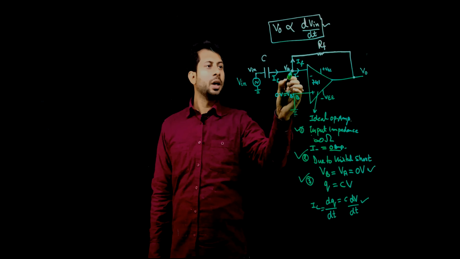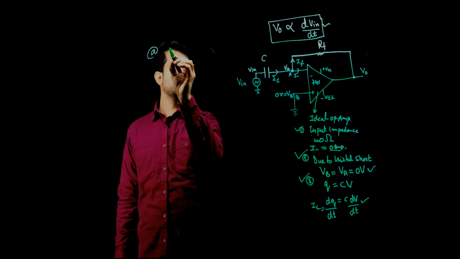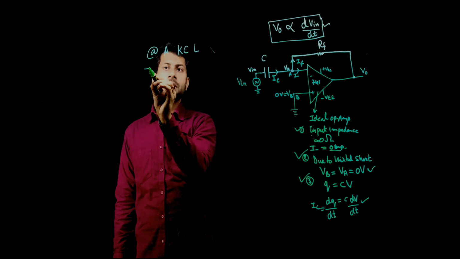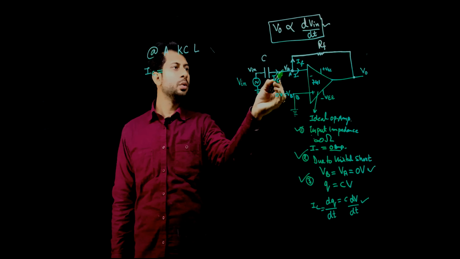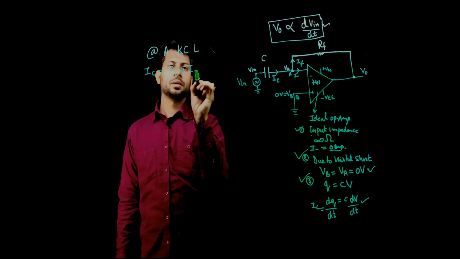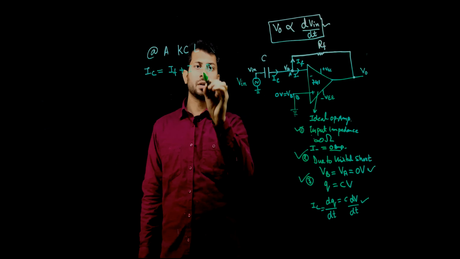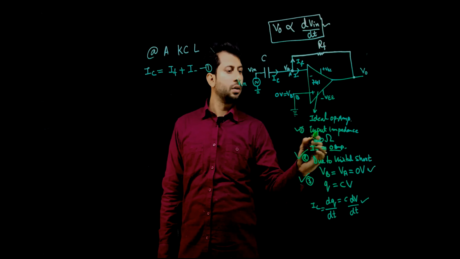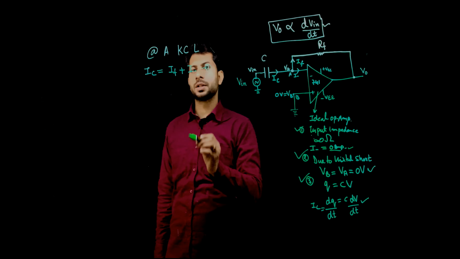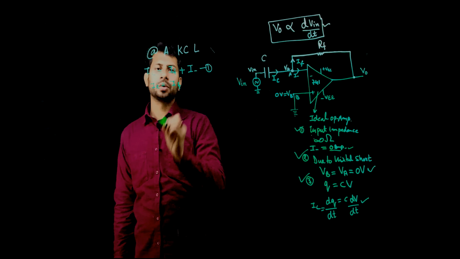For proving this, at this node A we apply KCL, which gives IC is equal to IF and I minus. In this equation number 1 we use assumption number 1, which is I dash is equal to 0 because of input impedance is high, and we can rewrite IC is equal to IF.